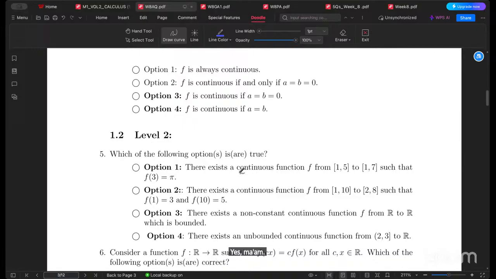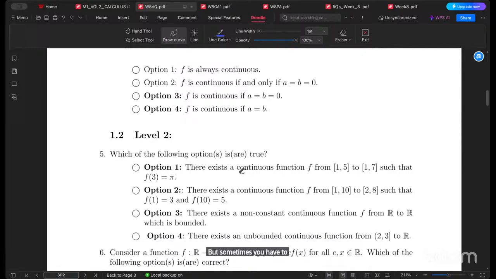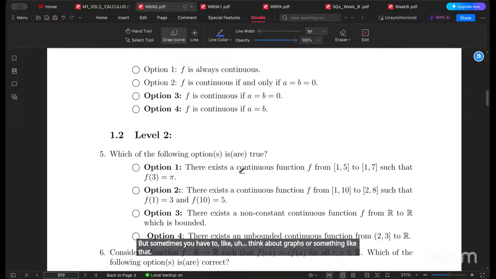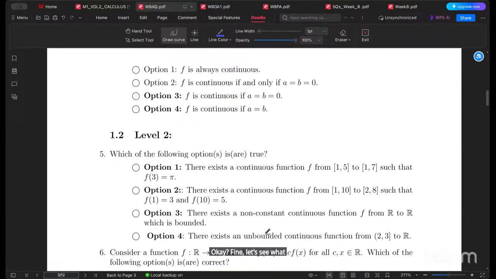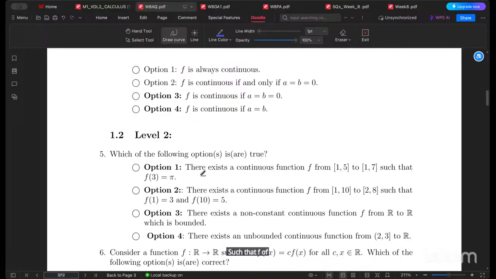Okay, so these kind of questions, like there exist a function. For these you have to imagine, or sometimes you have to apply logic, and sometimes you have to think about graphs or something like that. Okay, fine. Let's see what we need to exactly use. First option is there exists a continuous function f from (1,5) to (1,7) such that f of 3 is equal to pi. Oh, this is very easy. First option is at least very easy.